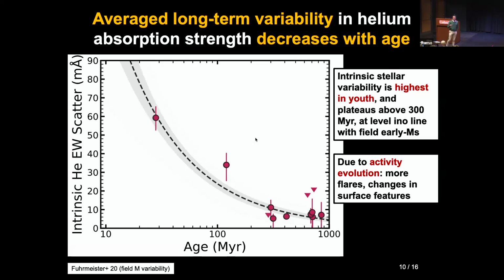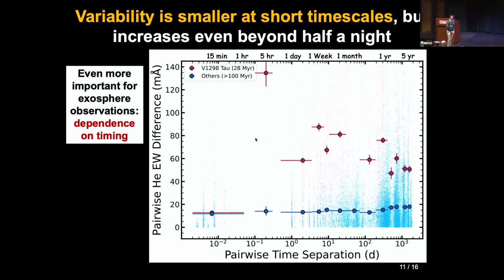But transits are inherently temporal observations. We don't just care about the amplitude of this variability, we care about the time scales of the variability. So what we can do is, for all of our time series, we can measure the kind of pairwise difference in helium absorption strength as a function of the separation of the observations. So that's what I have plotted here. In red, for the youngest star in our sample, V1298 Tau, at about 25 million years. And then in blue is all of the other stars that are 100 million years or older.